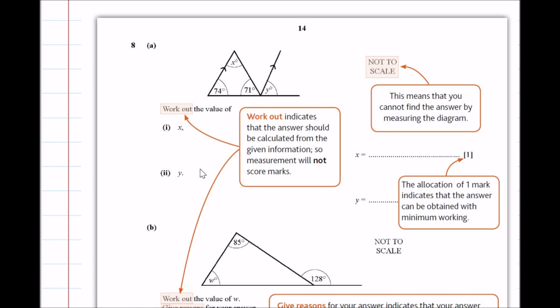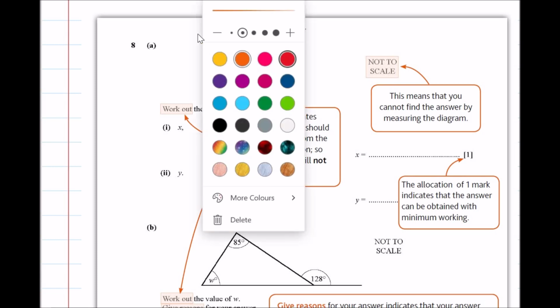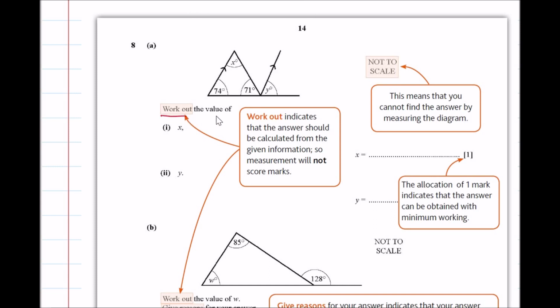Now, in this, see, the first instruction is here. It says, work out the value of x. So work out indicates that the answer should be calculated from the given information, so measurement will not score marks. So in this case, if you are measuring the angle and writing, you will not get any mark for that because see here it is written not to scale. This means that you cannot find the answer by measuring the diagram. So you have to be very careful in reading the question and instructions.